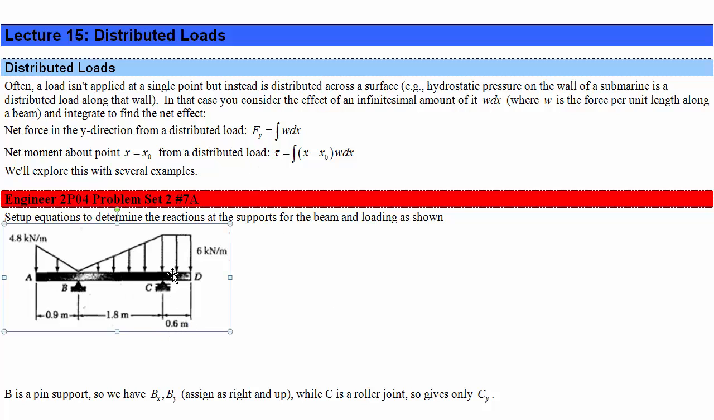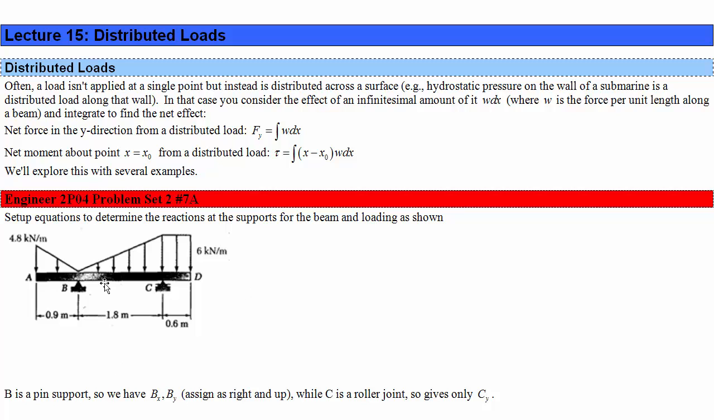In this case here, we've got a constant distributed load. We've got a linearly increasing distributed load that goes from 0 at B to 6 kilonewton per meter at C. And we've got a linearly decreasing distributed load as we go left to right, from 4.8 kilonewton per meter at A to 0 at B. And we're asked to set up the equations, not necessarily solve, but set up the equations to determine the reactions at the supports for the beam and the loading shown.